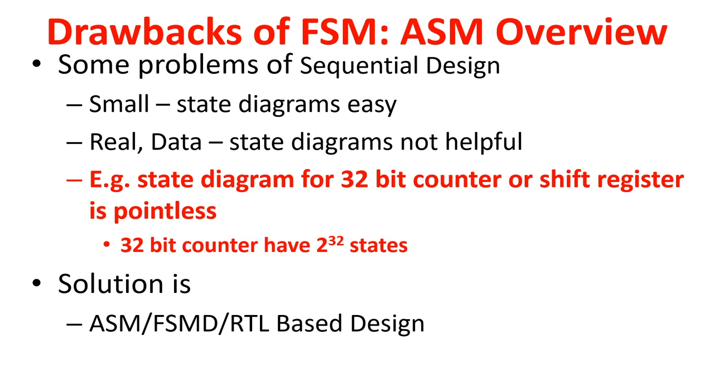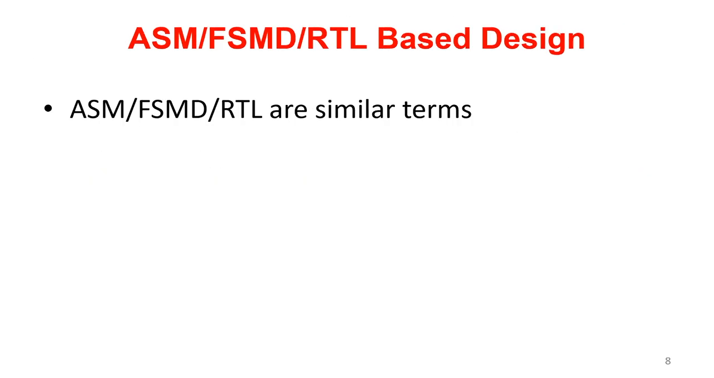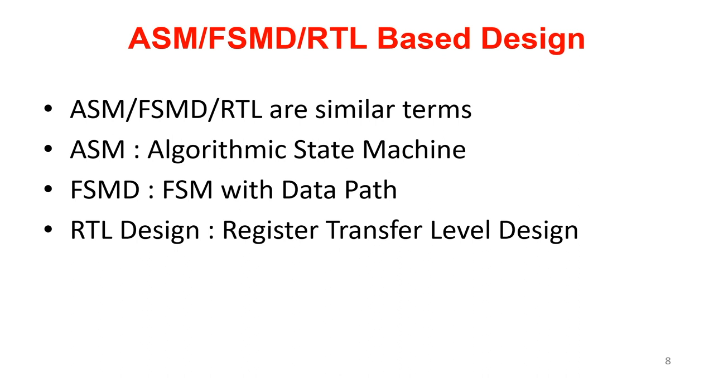The solution is ASM, algorithmic state machines, or FSMD, finite state machine with data, or we can say RTL based design, register transfer level design. So, we include registers for storing data. That means the memory elements, particularly the data path, the memory elements and the actual compute unit, we make separate from the state machine. All the terms ASM, FSMD and RTL based design are similar things. ASM means algorithmic state machines, FSMD means FSM with data path, and for RTL design we use register transfer level design.